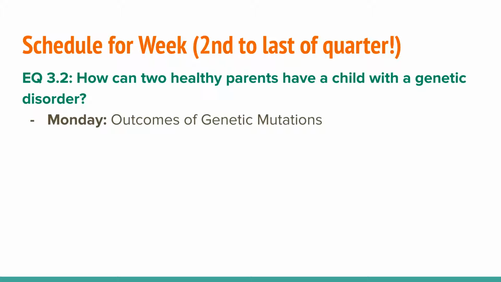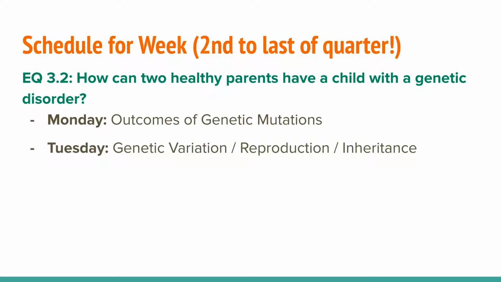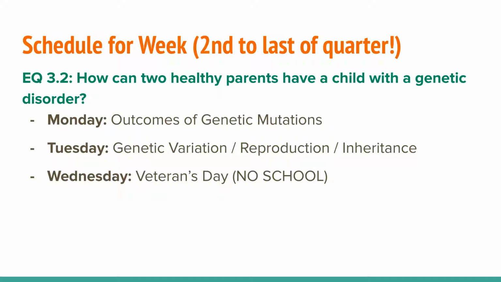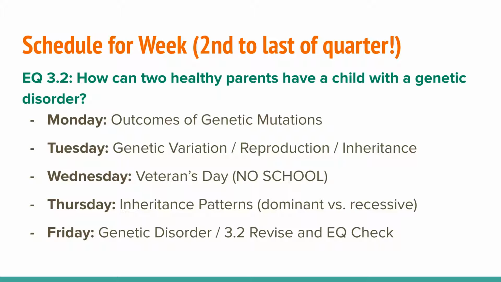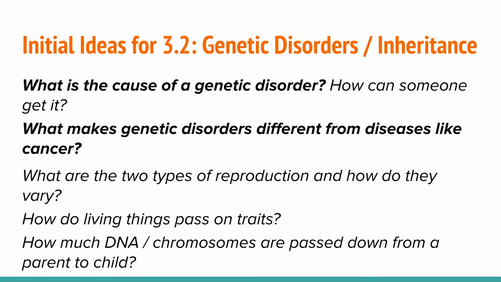So on Monday, we're going to talk about outcomes of genetic mutations. Tuesday, genetic variation, reproduction, and inheritance. Wednesday, there's no school because it's Veterans Day. And then Thursday is inheritance patterns, so dominant versus recessive. And then Friday is genetic disorders and wrapping up your revise and EQ check.